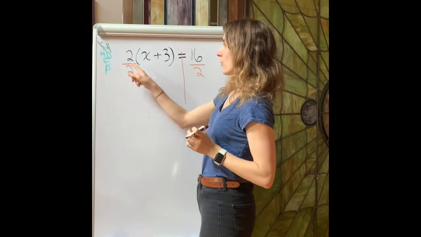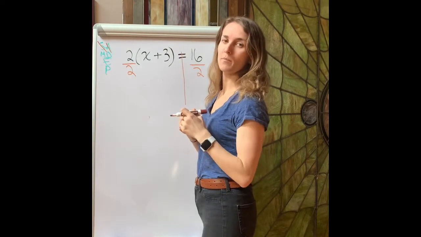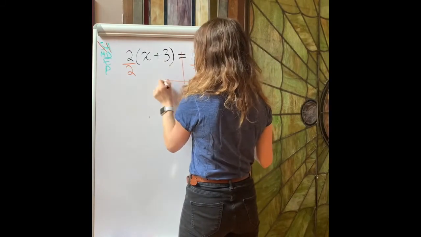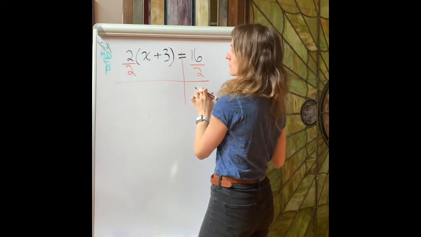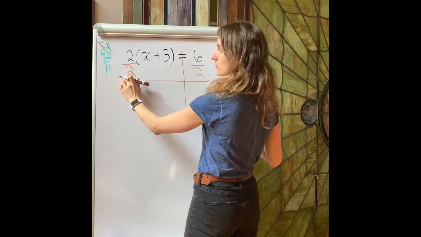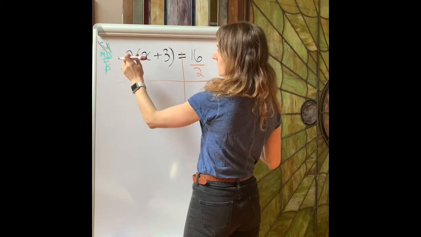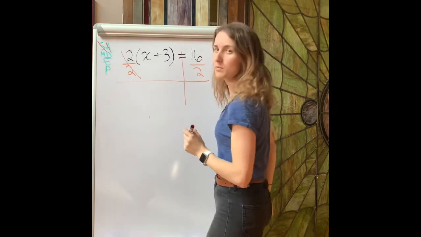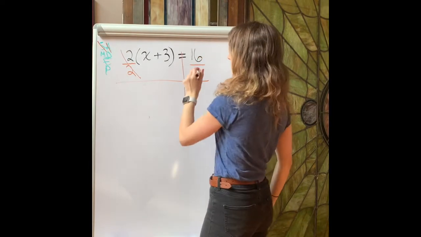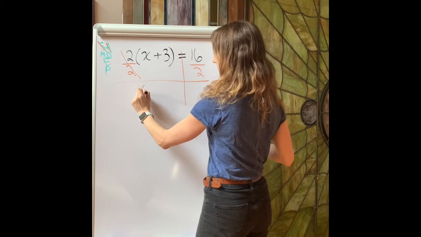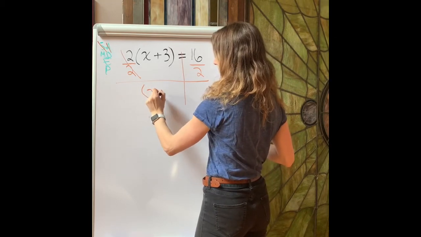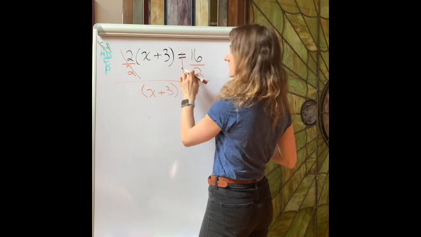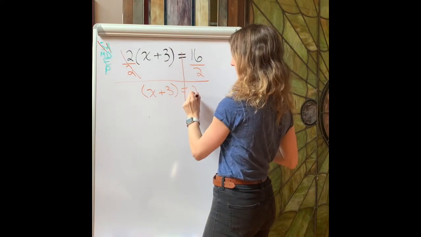If you don't remember why we write it like this, look at the other video about representing division in different ways. Now, to keep track of my work, I always draw a line after each step. 2 divided by 2 is equal to 1. 1 times anything is just itself, so I can cancel them out. That's what I mean when I say cancel. Then, I'm going to write down whatever is left on that side of the equation, x plus 3 in parentheses, equals 16 divided by 2, that's 8.